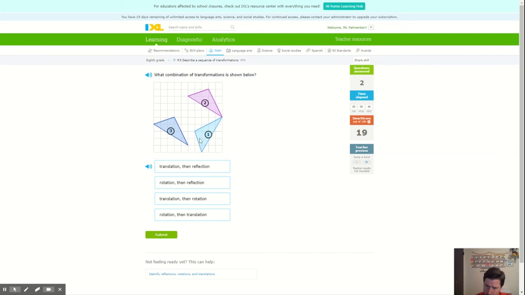Actually, it looks like when I'm looking at my answers here, from 1 to 2, it's either a translation or a rotation. Now, if you take a look at this, it can't be a translation, because a translation is a slide. It doesn't change its orientation. Okay, orientation means it wasn't flipped or spun. So this one did change its orientation. So meaning it has to be a rotation, I guess, then.